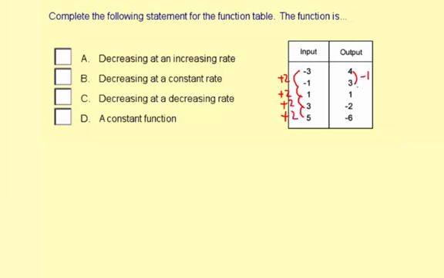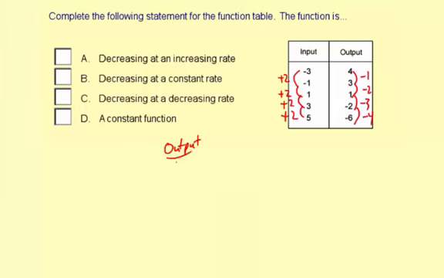4 to 3, minus 1. 3 to 1, minus 2. 1 to minus 2 is minus 3. And minus 2 to minus 6 is minus 4. So the pattern with the inputs is you're increasing by 2 each time. And for the outputs, you can see that the negative numbers are getting larger. So let's see what that pattern is for the rate of change.